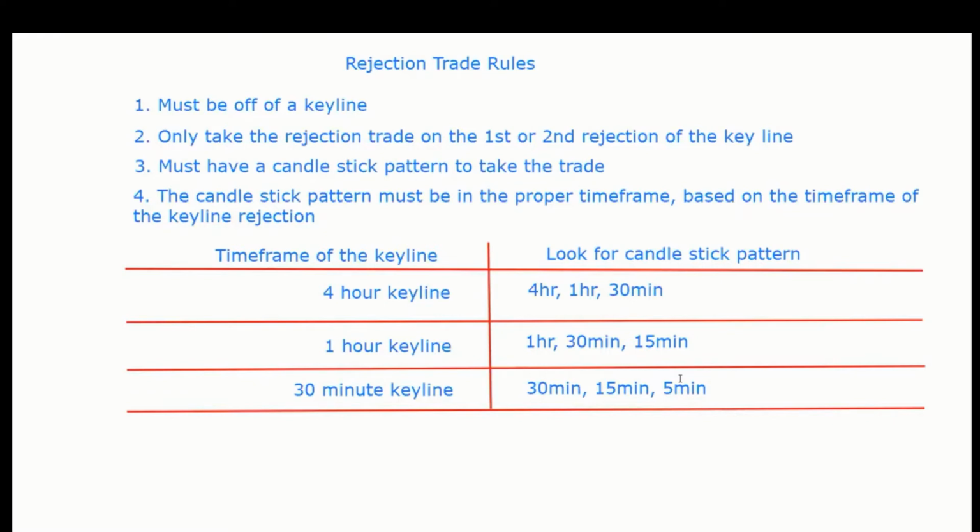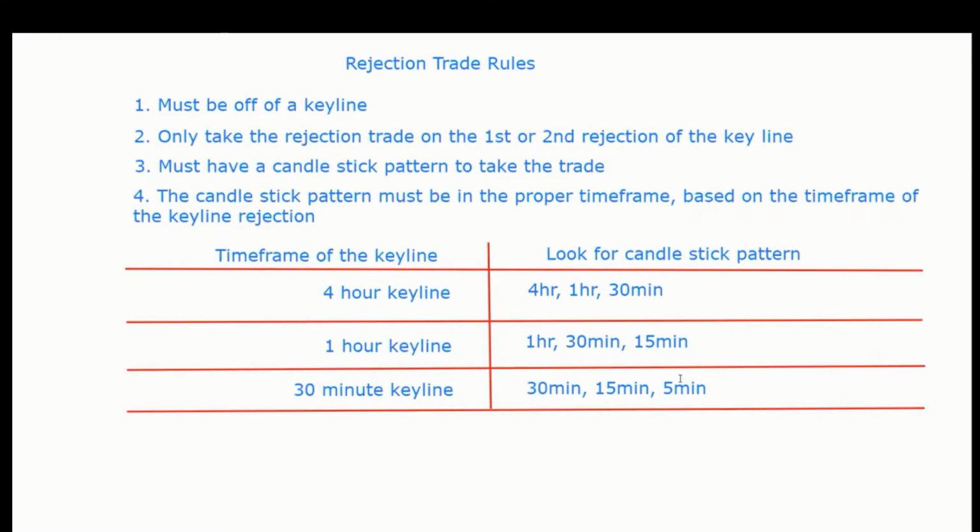Number two, only take a rejection trade on the first or second rejection of the key line. We'll get into a little bit how that looks as we start looking at the chart and look at our example. But when you look at rejection trades, and we'll talk about first and second rejection, as we talked about previously on the previous video, as to how to draw in your zones and key lines, we mentioned briefly about the touches of that key line.